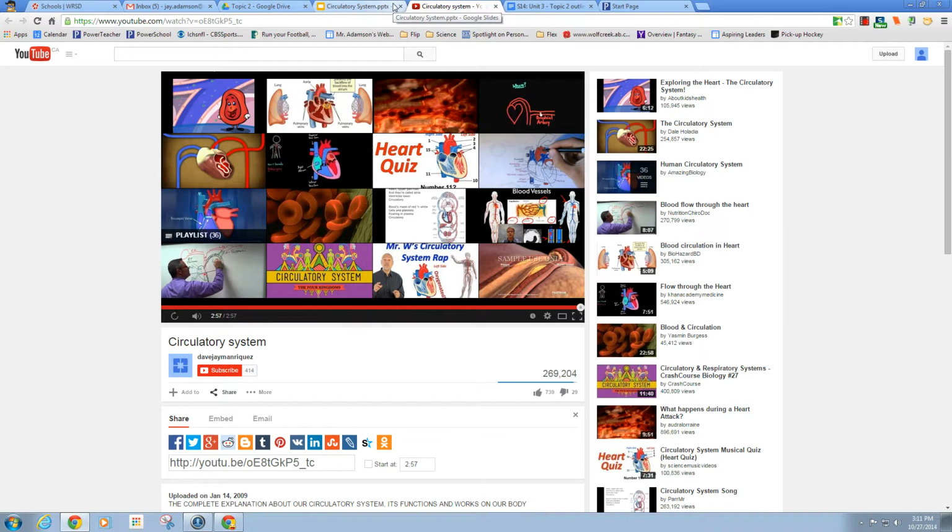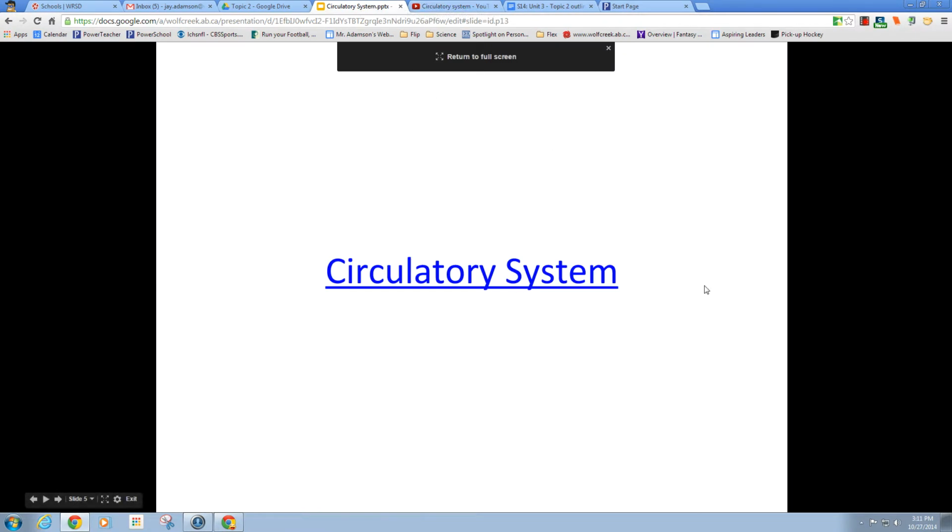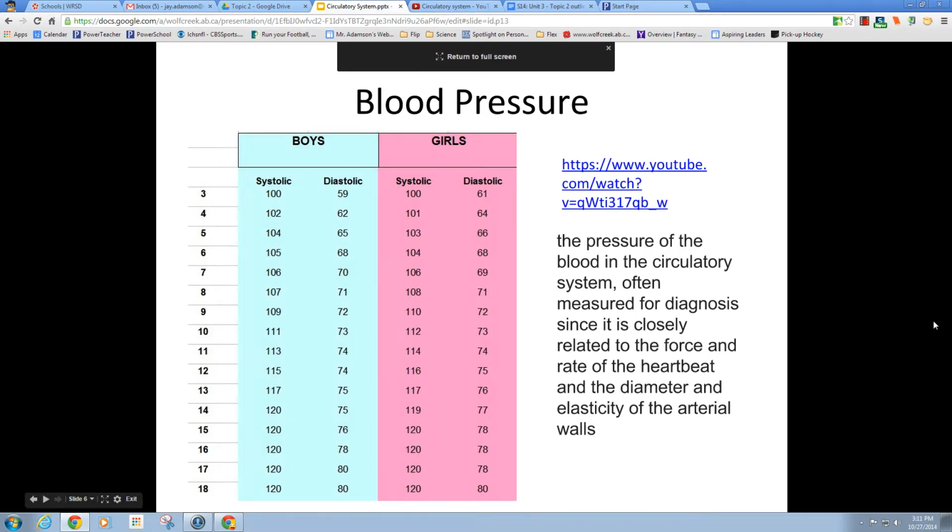Now that was a quick synopsis of what the circulatory system does, how it pumps, the names of the valves, and how the blood passes around the system. Next thing we're going to talk about is blood pressure.